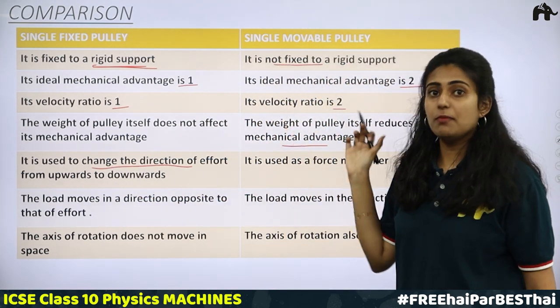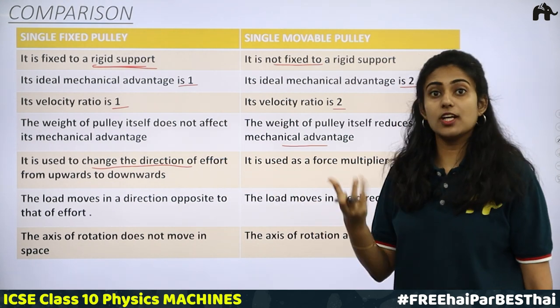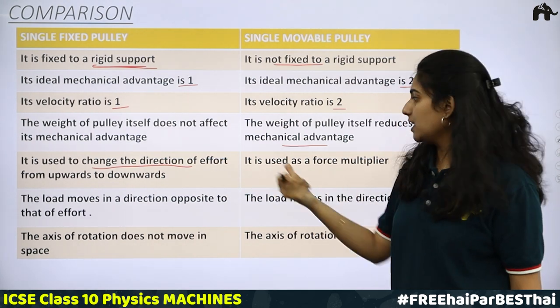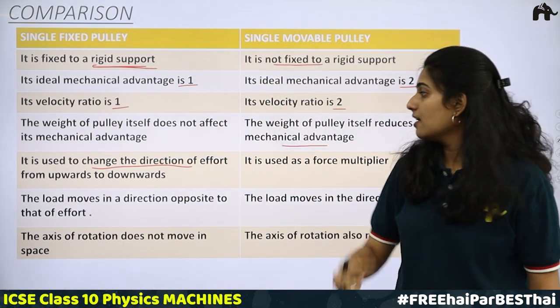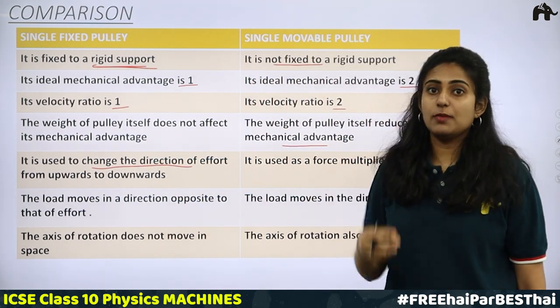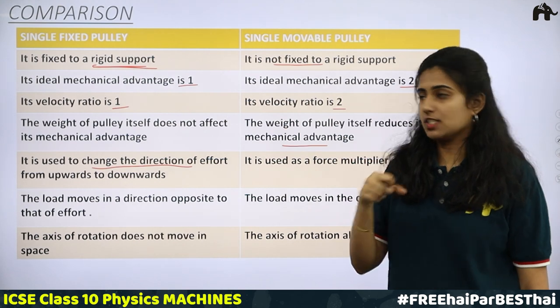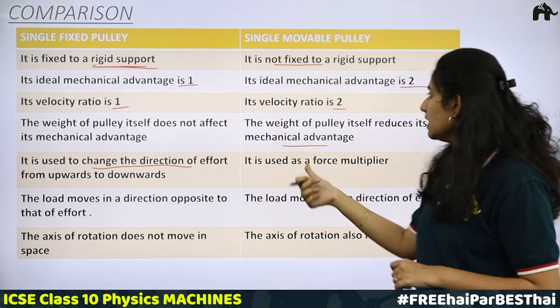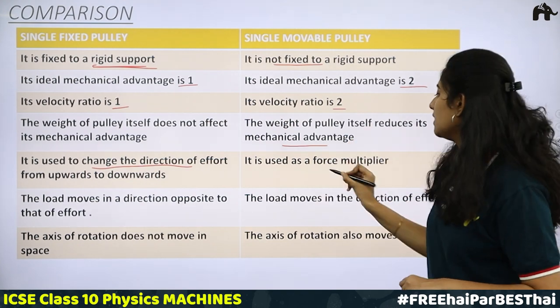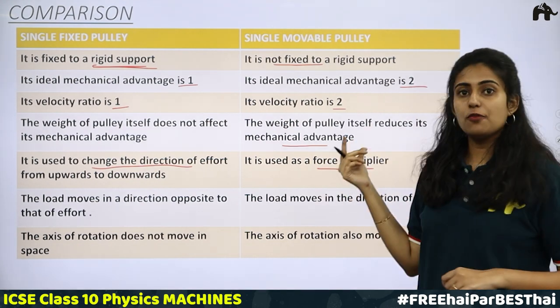Single fixed pulley, main purpose is to change the direction, for a convenient direction to apply the effort from upwards to downward, or else you will have to lift the water from the well in this direction. You will have to apply force in the upward direction. So the convenient direction is applying force in the downward direction. Next, in case of movable pulley, why is it used? It is used as a force multiplier.